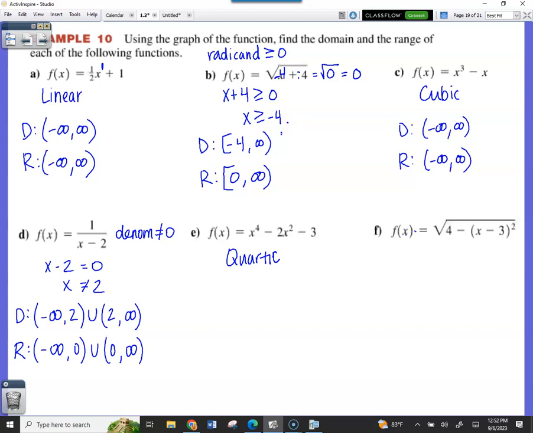It is a quartic, which means it's a polynomial. However, this is an even degree, which means you need to watch out. Think of it as a red flag. Be careful. Don't just run with all real numbers. The domain is all real numbers, yes, but the range is not.